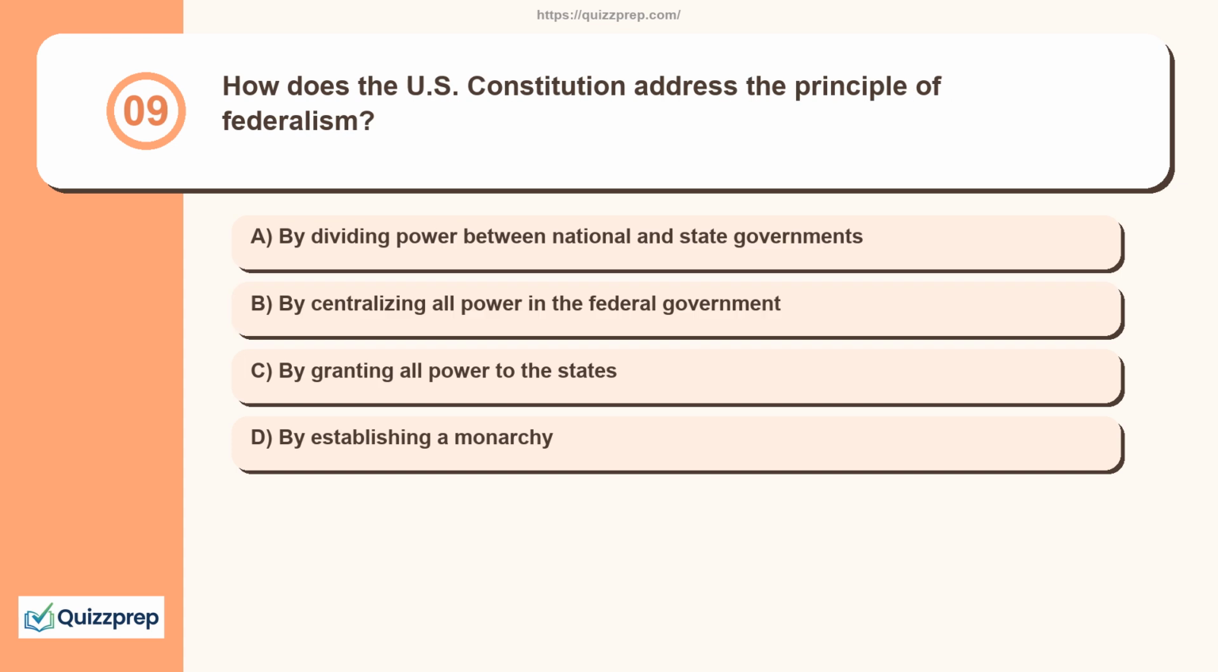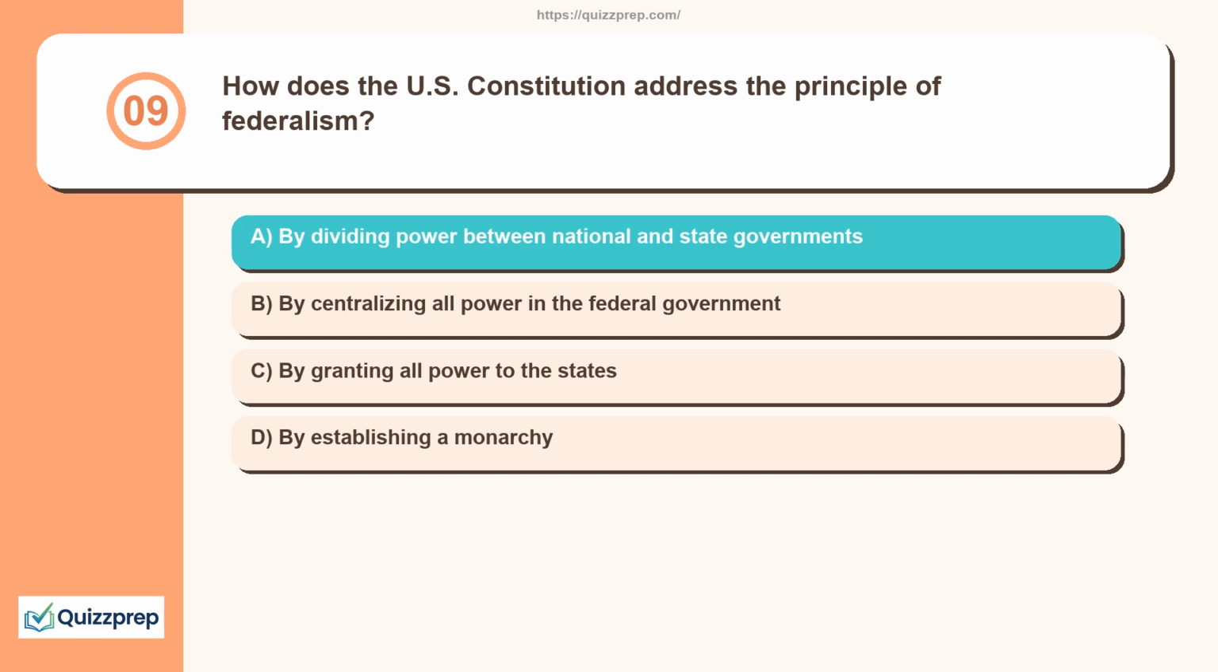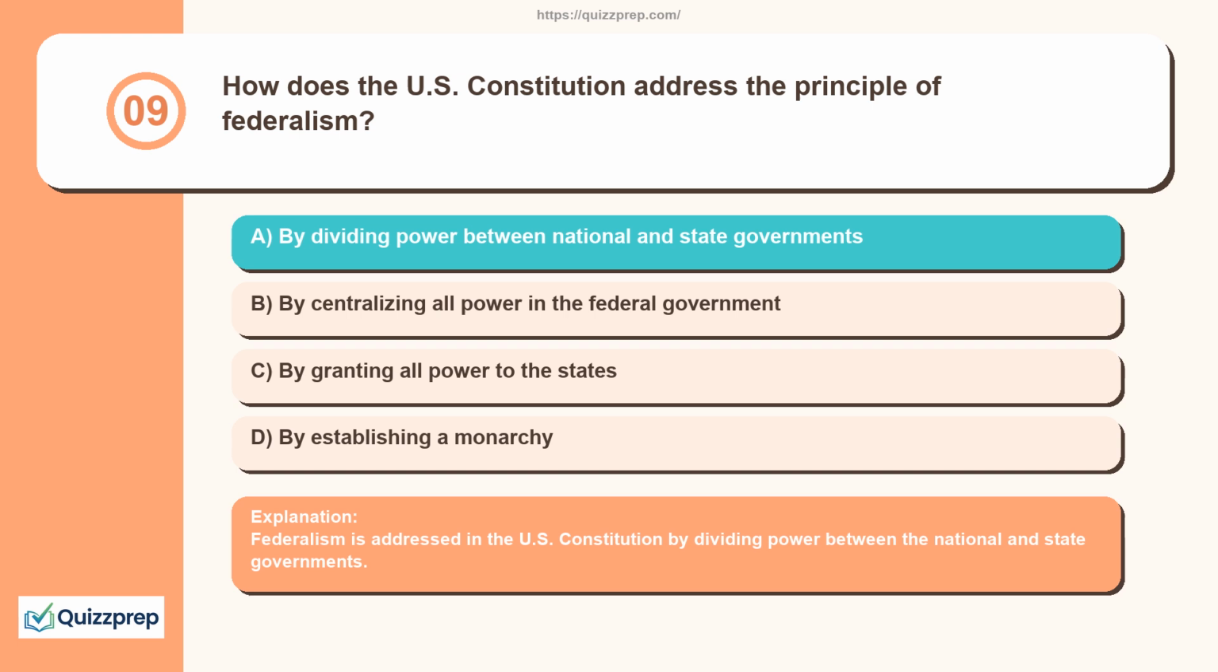Question 9. How does the U.S. Constitution address the principle of federalism? By dividing power between national and state governments. By centralizing all power in the federal government. By granting all power to the states. By establishing a monarchy. Federalism is addressed in the U.S. Constitution by dividing power between the national and state governments.